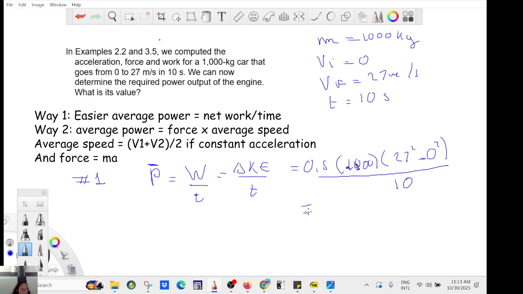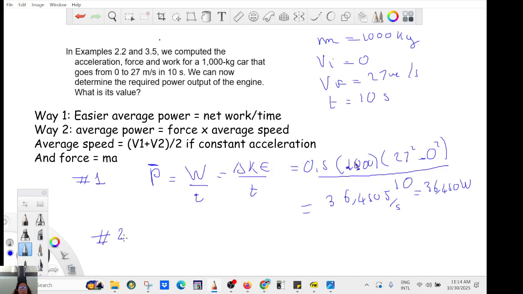So you get what? You square the 27? Oh, 36,400. Yeah, thank you. Joules per second. So it's what?